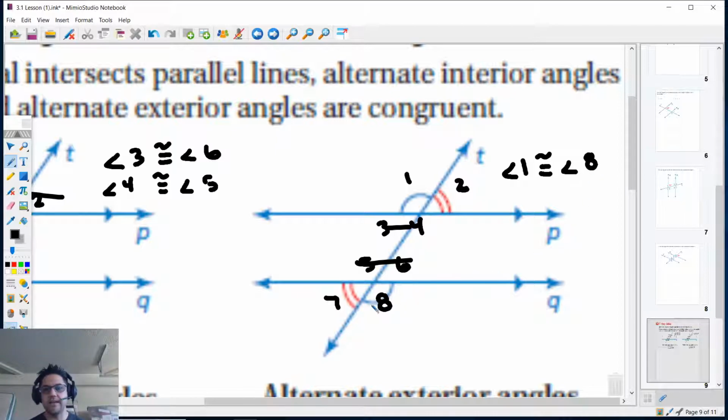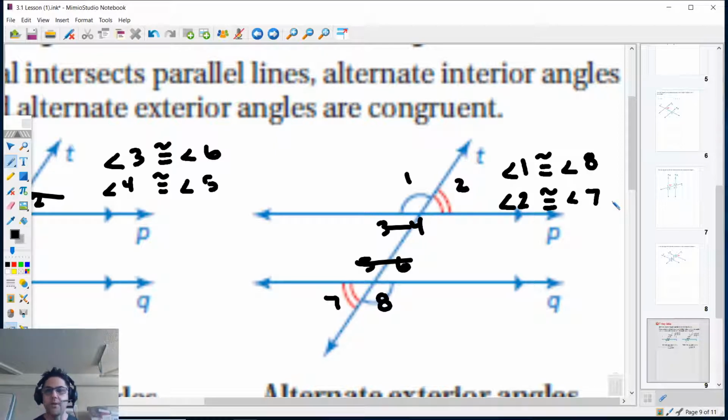And then over here, the last one, angle 2. The other side is angle 1 and angle 7. It can't be angle 1, so I'm going to say angle 2 is congruent to angle 7. Now let me look here. I think that is everything.